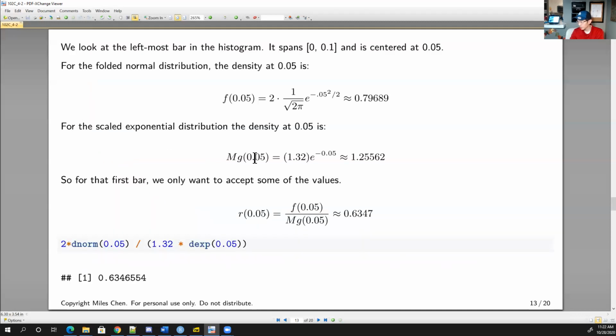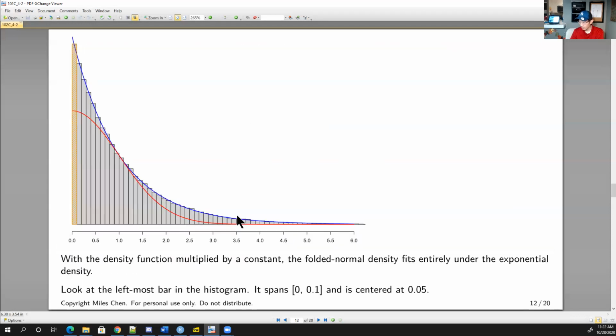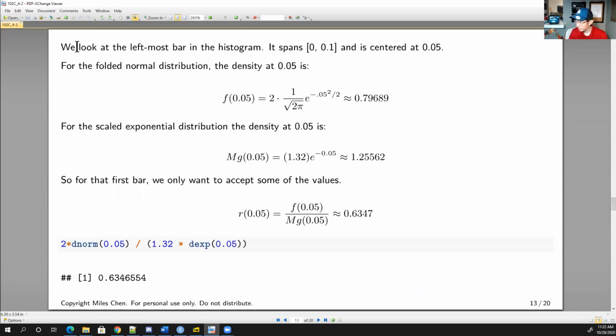That's going to be the ratio r. This bar spans from 0 to 0.1, so I'm saying it's centered at 0.05, and I'm going to use that as a surrogate for the values in this interval. I know it's technically different at 0 than at 0.1, but we'll use 0.05, a value in between.